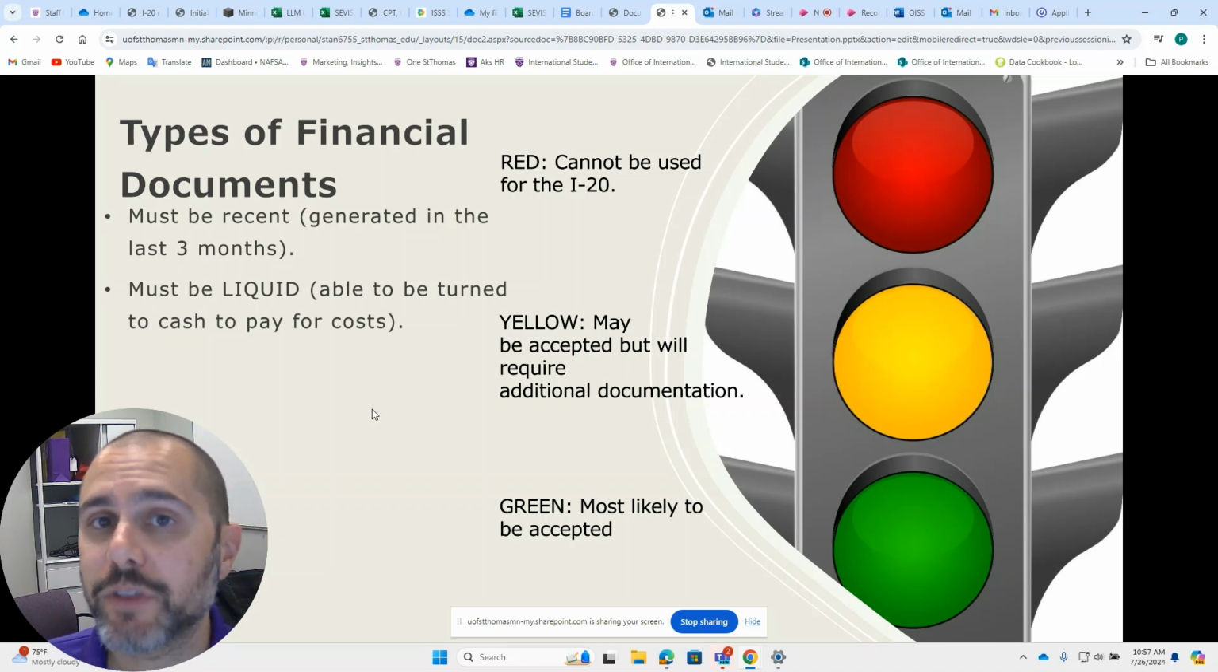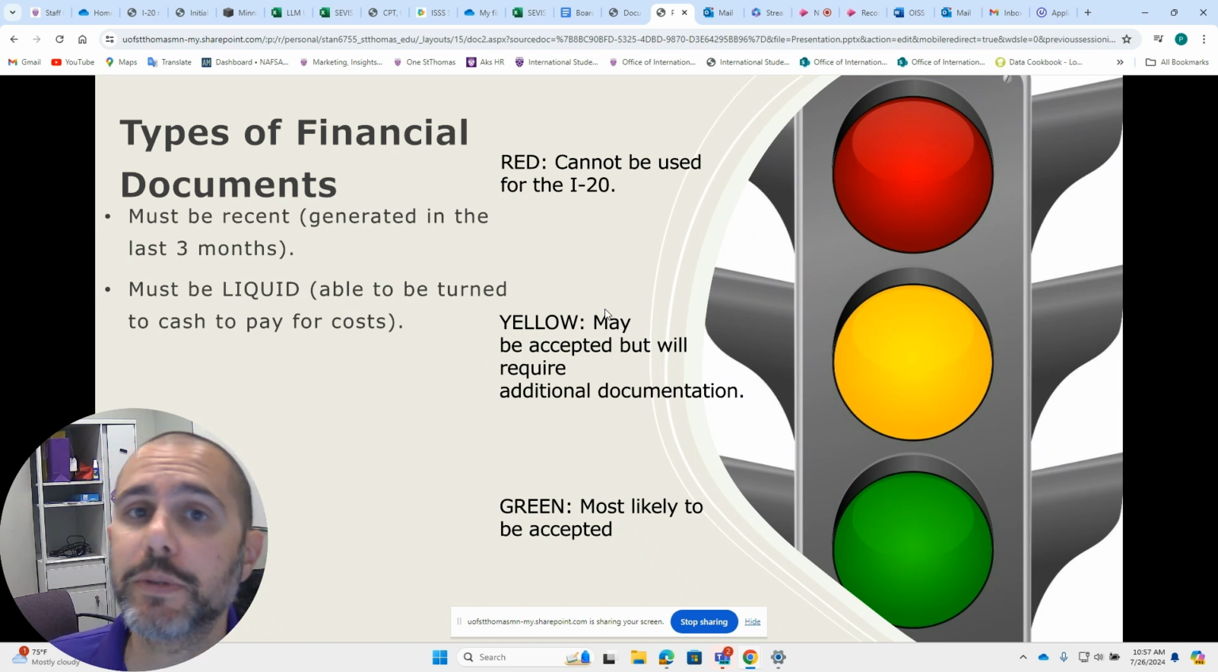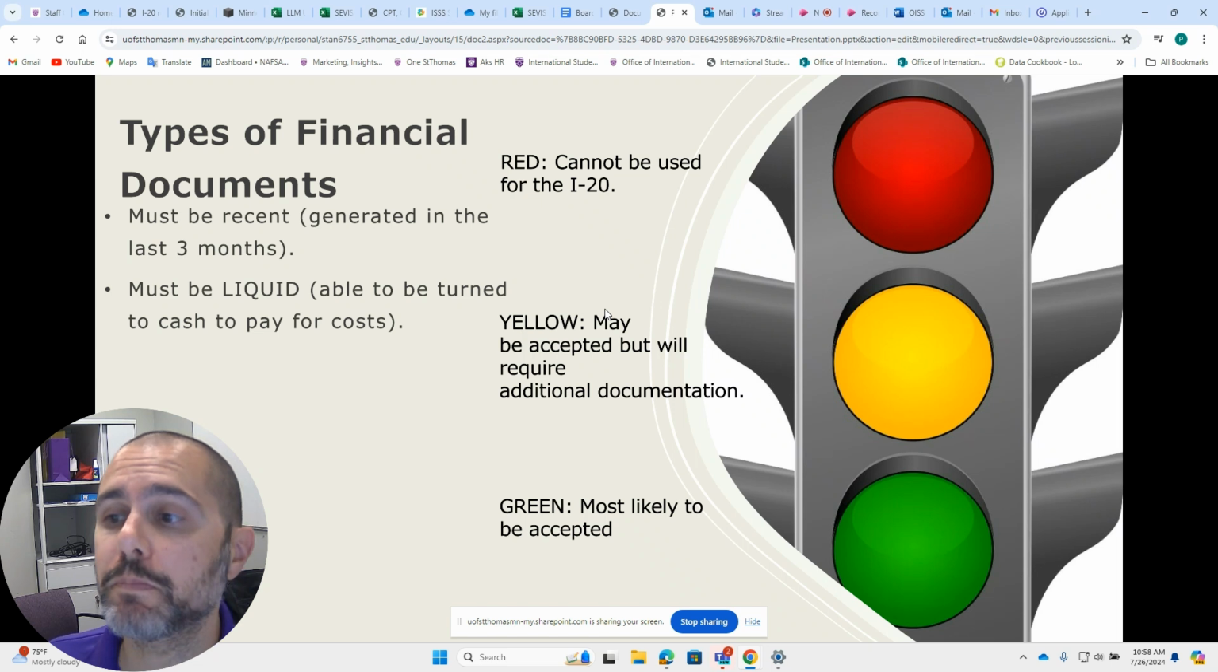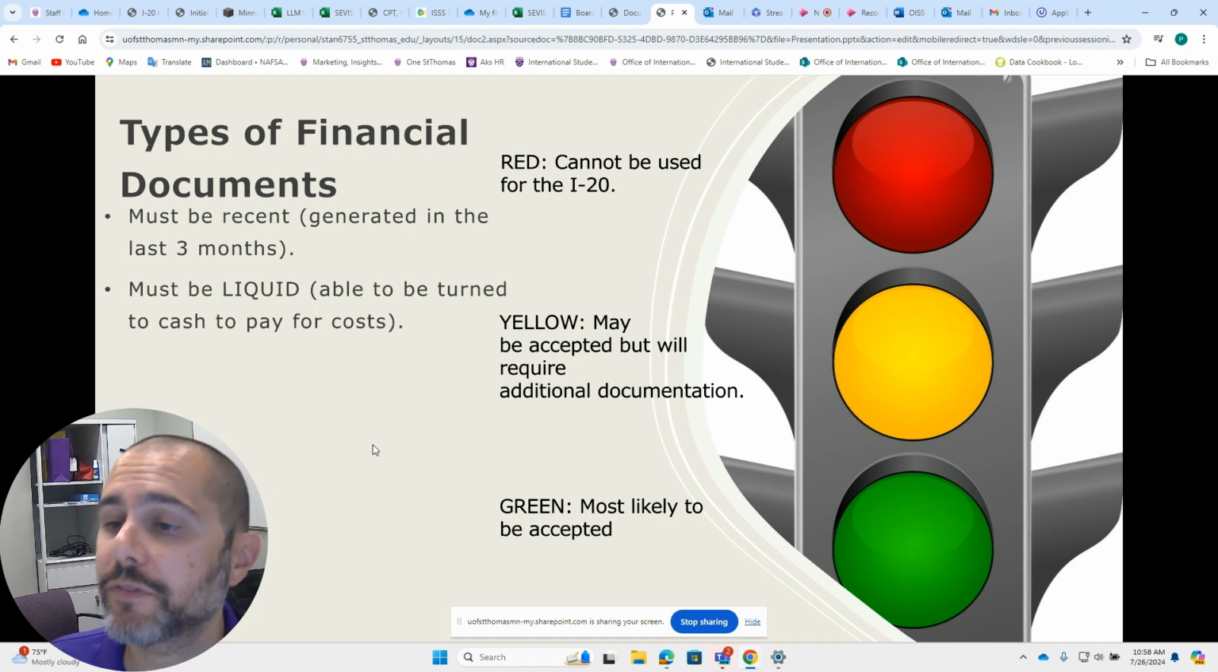I told you at the end of the prior video, there will be three types of documents that students usually try to upload. There's red, which you cannot use for St. Thomas, yellow, which may be able to be used for your I-20 generation, but might require some additional details and documents from you, and then green, the easiest to use when you're trying to get your I-20, and you'll get it faster if you're using green documents. So let's start with those.